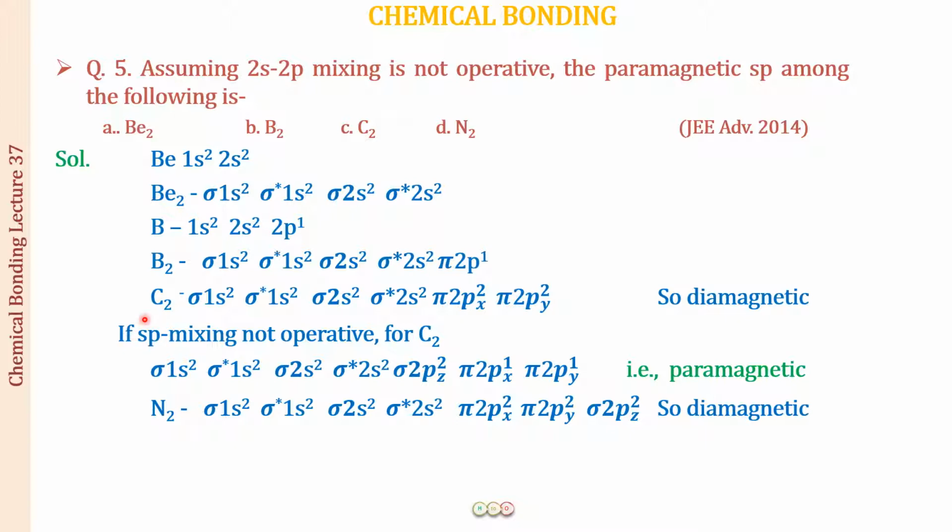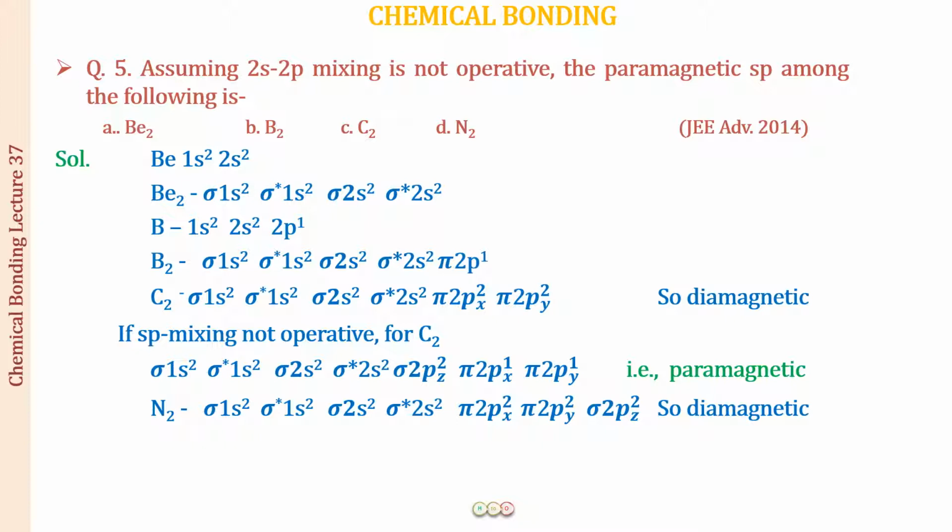And again, if you write the order which you have learned according to the SP mixing, it would have been sigma 1s2, sigma star 1s2, sigma 2s2, sigma star 2s2, then pi 2px2, pi 2py2. And according to this, it would have been diamagnetic, right? But now, if the SP mixing is not operative, then what would have been the electronic configuration?